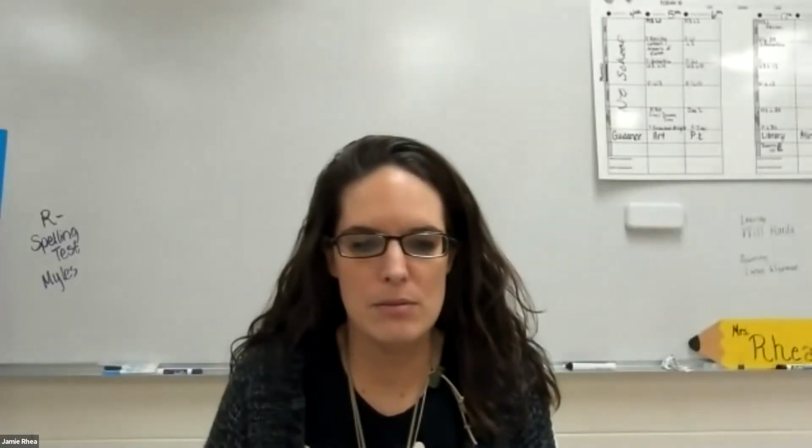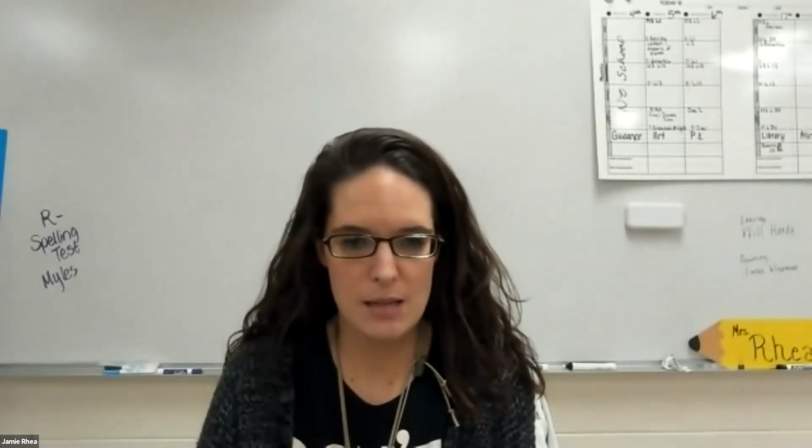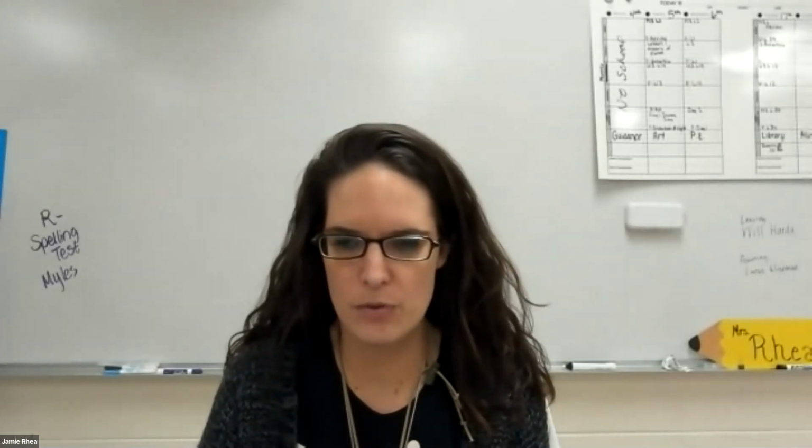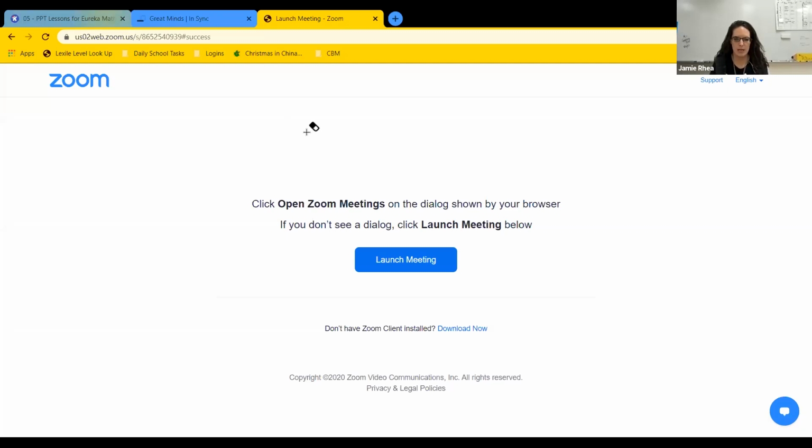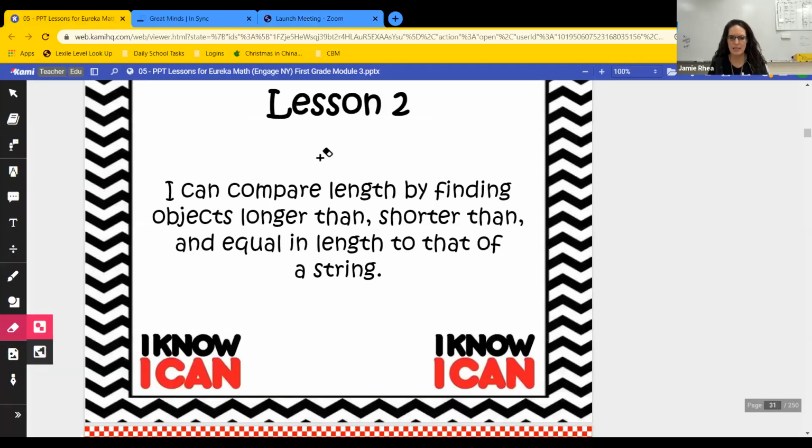We are going to be doing lesson 2 today in module 3, and you're going to need a few things today. So let me share and show you what we're going to be doing today. It says, I can compare length by finding objects longer than, shorter than, and equal in length to that of a string. So you might have some string or yarn at your house that you can use. If you don't, you can just get a piece of paper and we can use that.